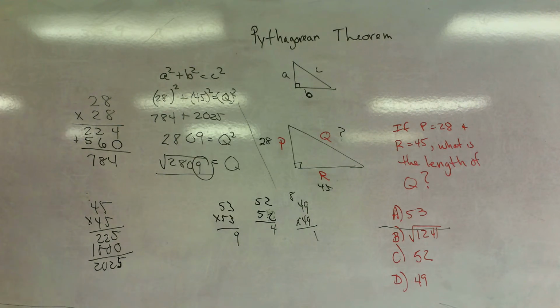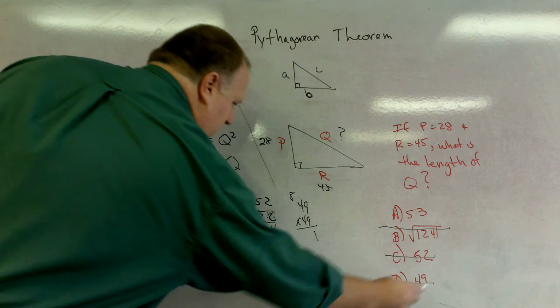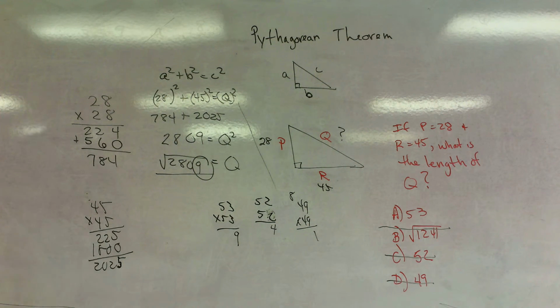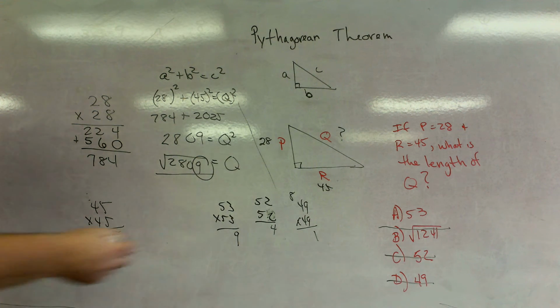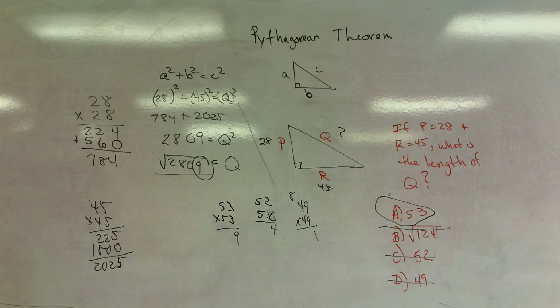So I know for a fact that C is not right and D is not right because 52 has a 4 and 49 has a 1. Now I don't know for sure that 53 times 53 is 2,809. But I do know if one of those four choices must be correct, A has got to be right because it's the only one that could possibly be true.